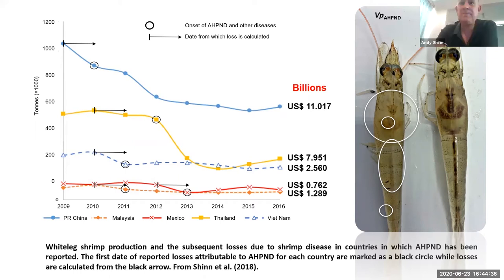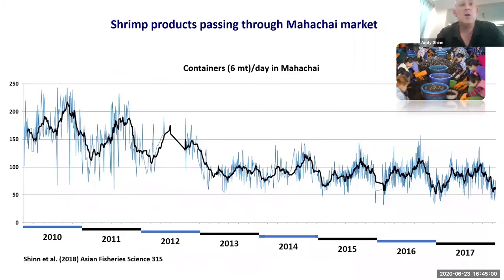And just to show you how that translates, that was around 7.9 billion, that's billion, lost between 2010 to 2016 due to infections. You can also see some of the impacts in other countries. It wasn't just only Thailand. Just to show you the impact that this had on the Thai industry, this is the number of 6 metric ton containers passing through each day in Thailand's main seafood market in Mahachai.